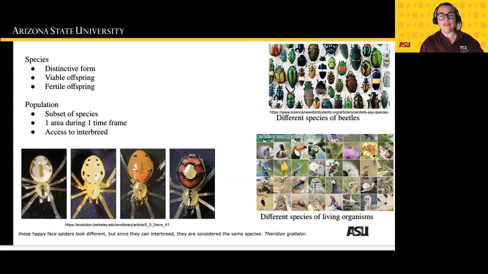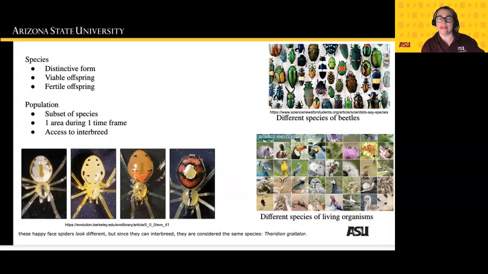Viability is the ability of an organism to survive or just being alive. Fertility is the ability to reproduce. Each species is made up of groups that consist of the same type of organism living in the same area during the same time frame. These clusters of organisms are a subset of the whole species.